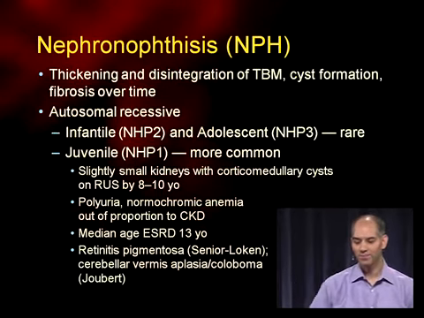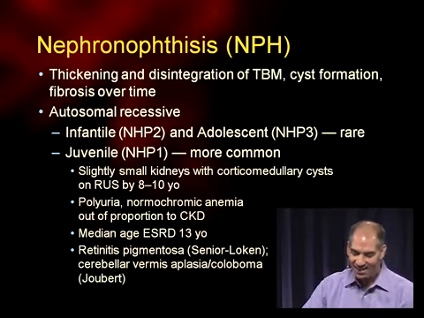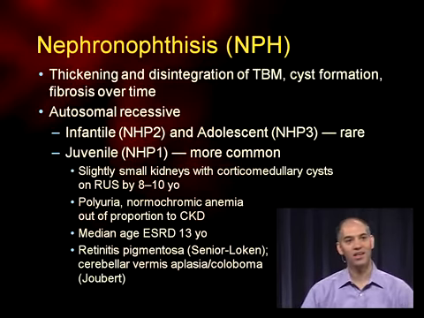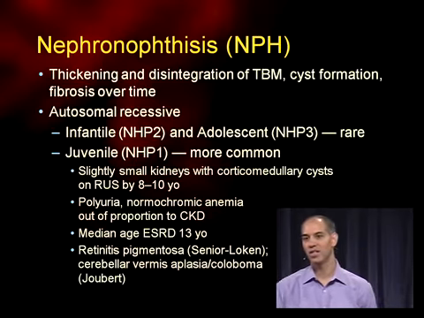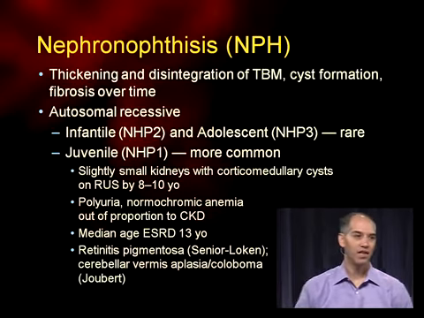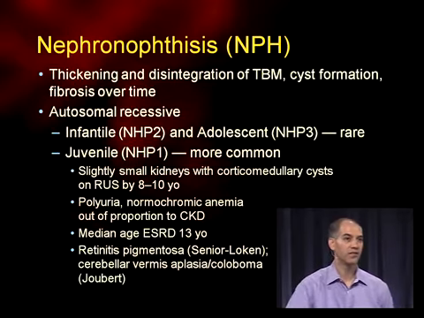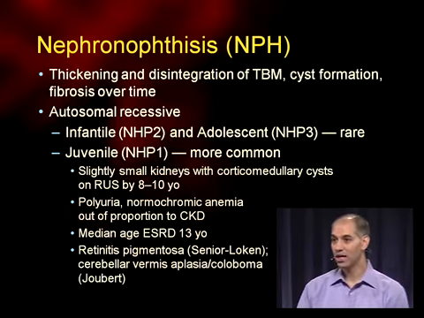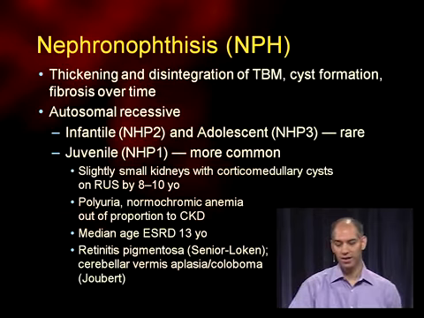Nephronophthisis is an inherited glomerular disease. You get thickening and disintegration of your basement membrane. You get cyst formation, and over time, they develop fibrosis or scarring of their kidneys. It's an autosomal recessive condition. There are infantile types and adolescent types. The most common is what's called juvenile, or an NPHP1 mutation.